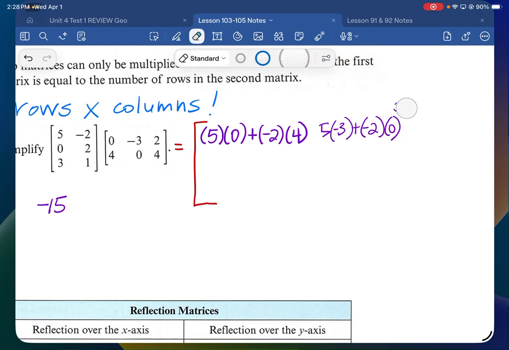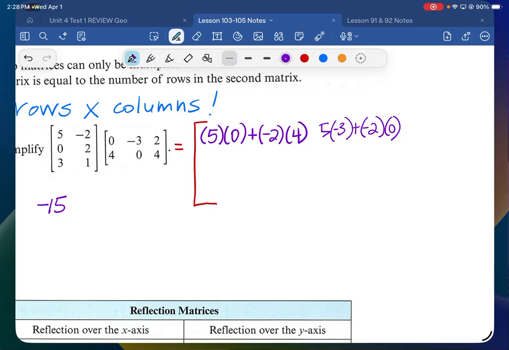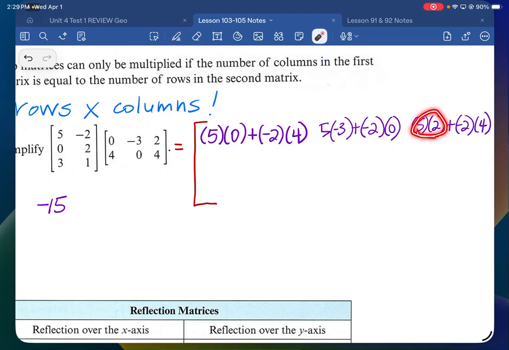Hold on one second, Thomas. Okay. Let me clean this up a little bit. I didn't realize I had more room over here. So we said 5 times 2 added to negative 2 times 4. And that gives me a 10, right? Plus a negative 8, which is 2.